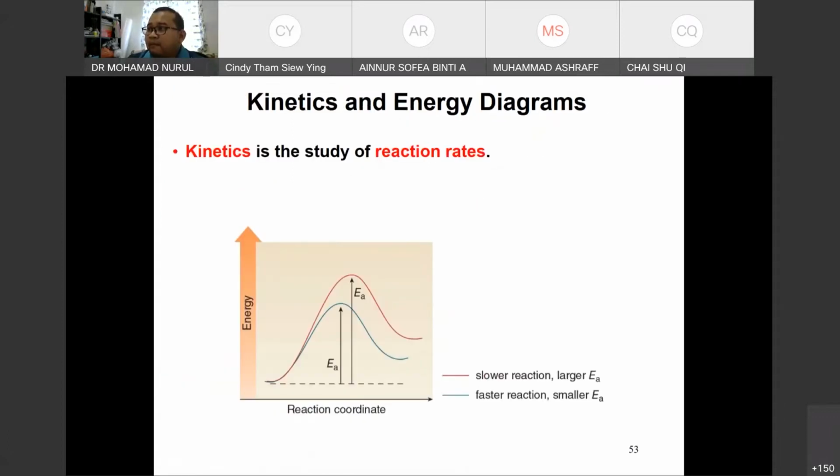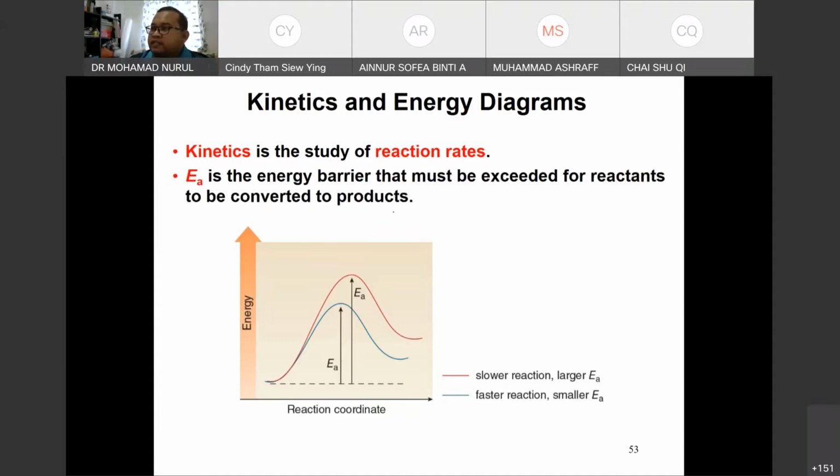So, kinetics and energy diagrams. Kinetics is the study of reaction rate. If we talk about kinetics, it's regarding movement. In organic chemistry, we relate it to the rate of reaction. Thermodynamics, on the other hand, is regarding temperature, where you give heat.